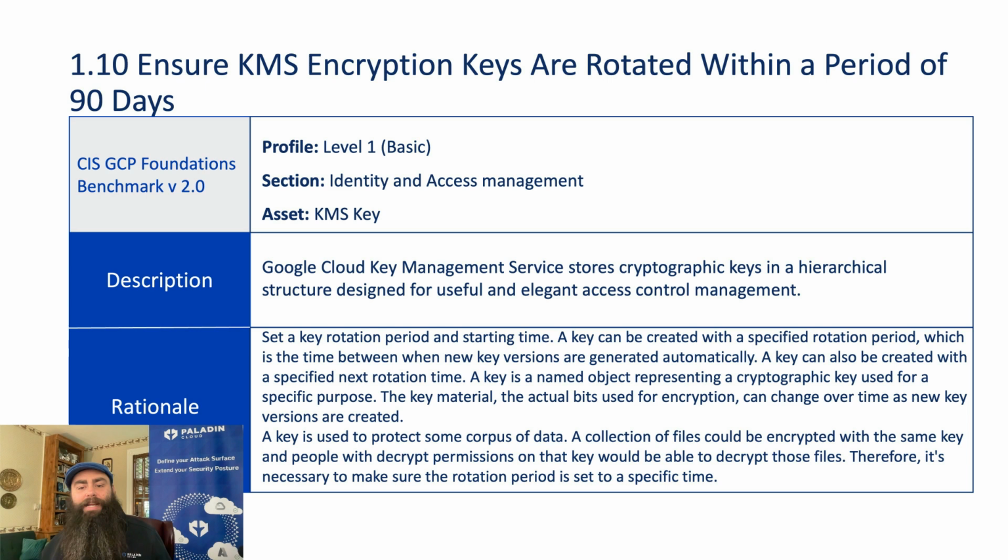A key can be created with a specific rotation period, which is the time between when new key versions are generated automatically. A key can also be created with a specified next rotation time. A key is a named object representing a cryptographic key used for a specific purpose. The key material, the actual bits used for encryption, can change over time as new key versions are created.